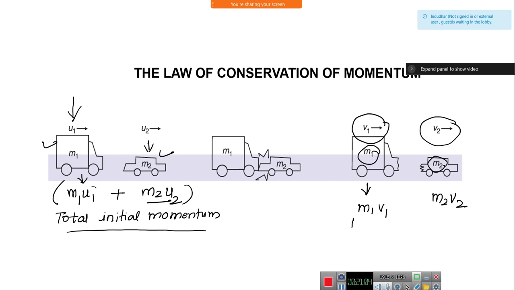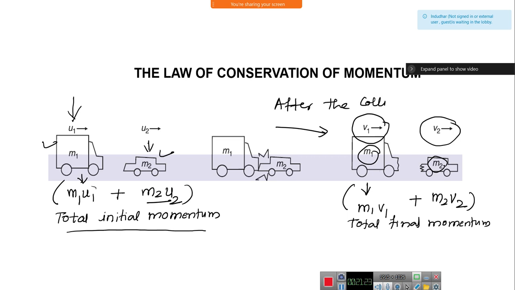Now tell me what will be this? Total final momentum, the final momentum of the same vehicles after the collision. So here it is after the collision. Collision means accident, right? So what does the law of conservation tell us in simple words? Remember it, it is very easy to remember if it comes in the examination.